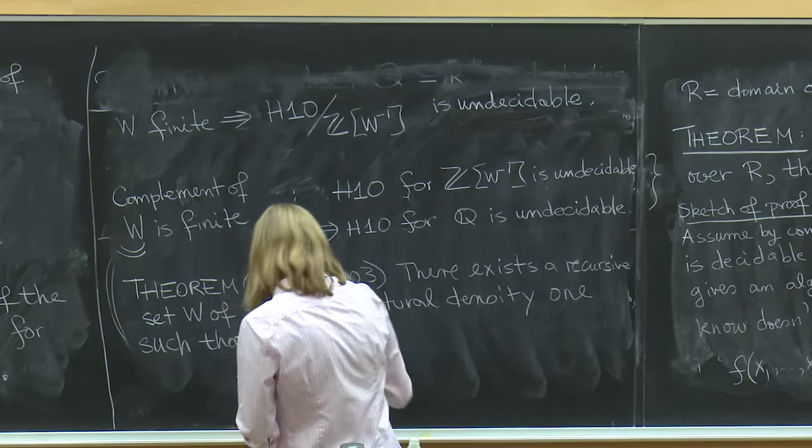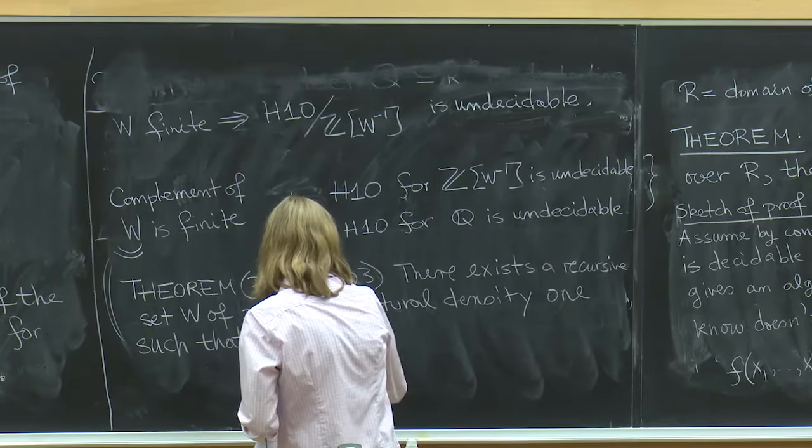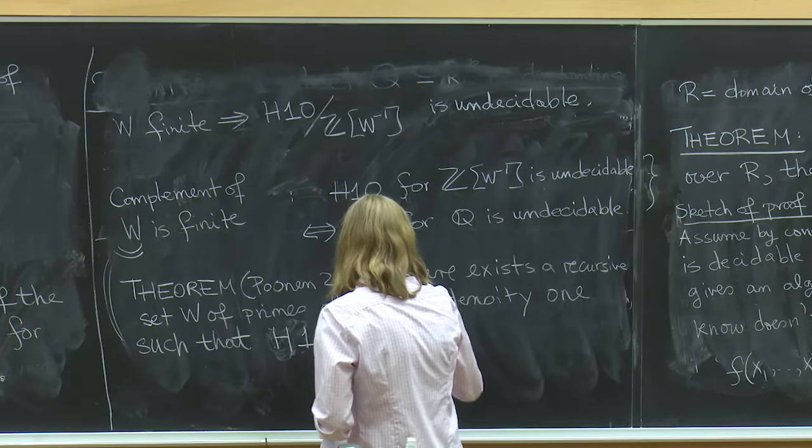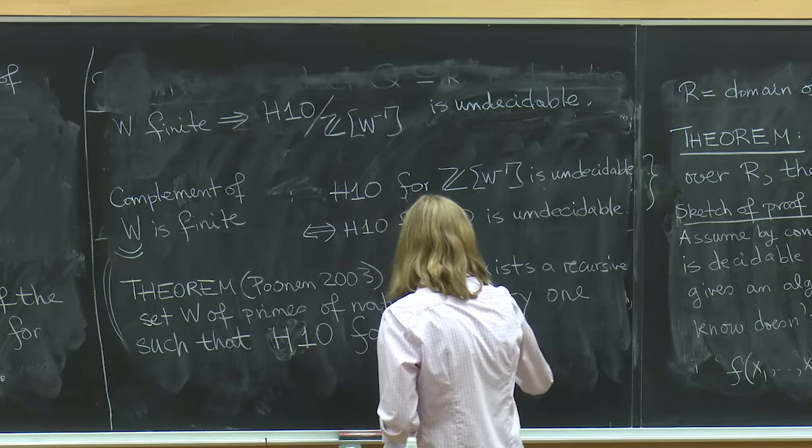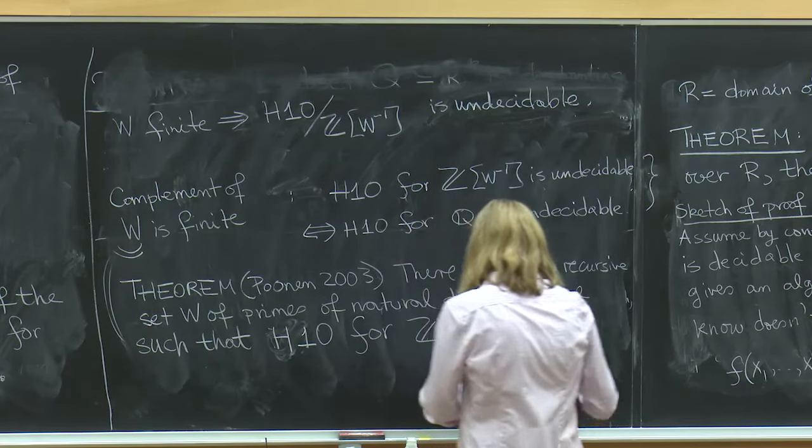let me just state the result. H10 for Z adjoin W inverse is undecidable.